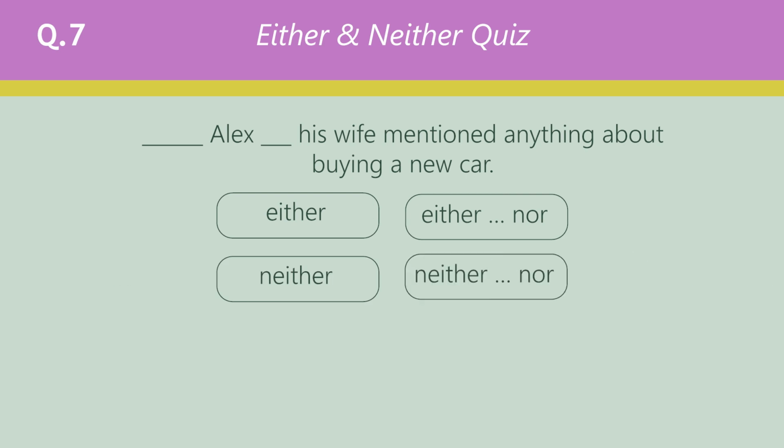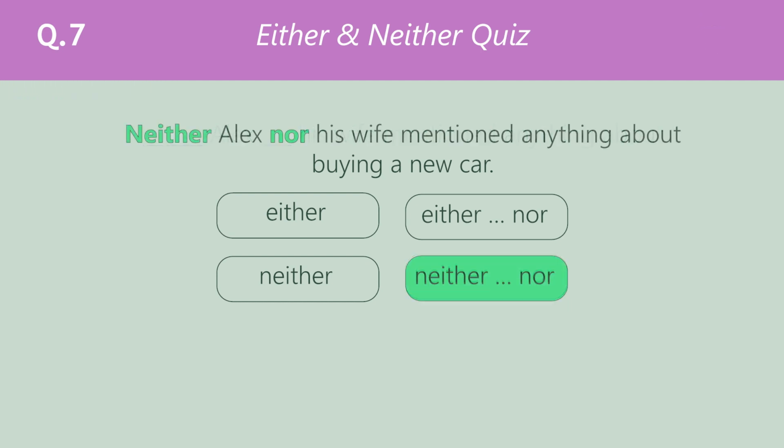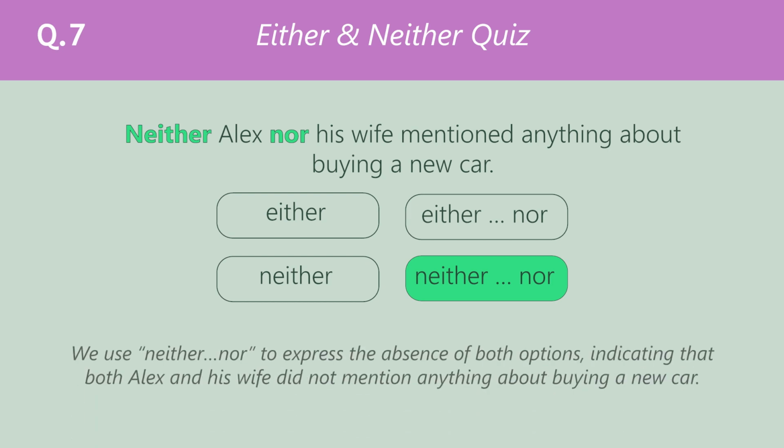Question 7. Neither Alex nor his wife mentioned anything about buying a new car. We use neither nor to express the absence of both options, indicating that both Alex and his wife did not mention anything about buying a new car.